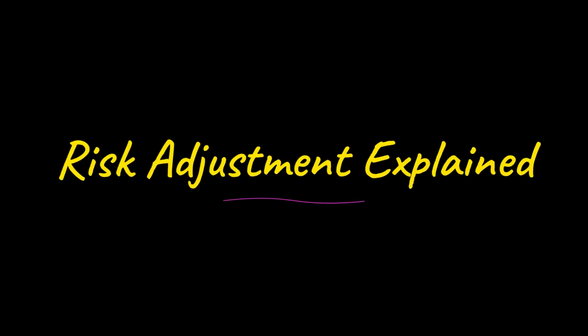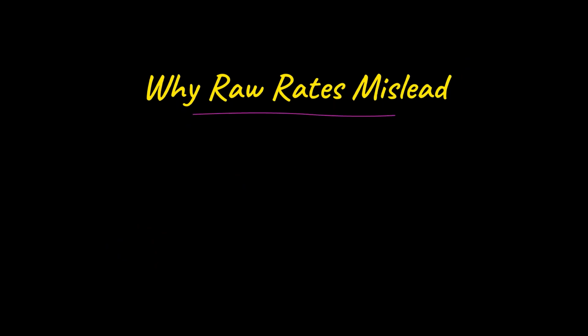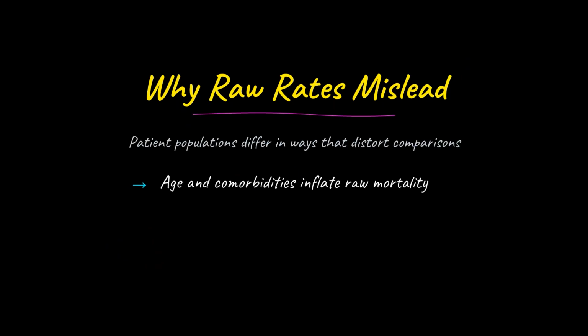Risk adjustment is the technique that levels the playing field when comparing hospitals or providers. Without it, a hospital serving sicker patients looks worse on paper, even if it delivers excellent care. The goal is to make comparisons fair by accounting for patient mix before publishing results. Raw outcome rates are misleading because patient populations differ in age, comorbidities, severity, and social risk.